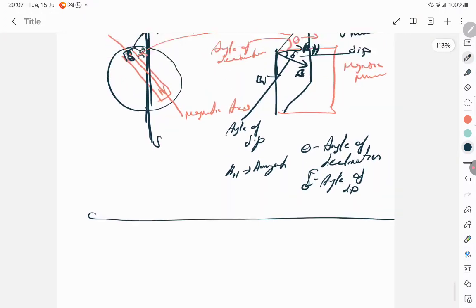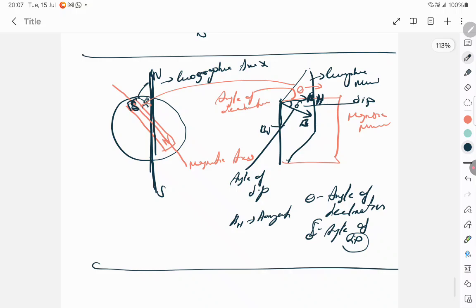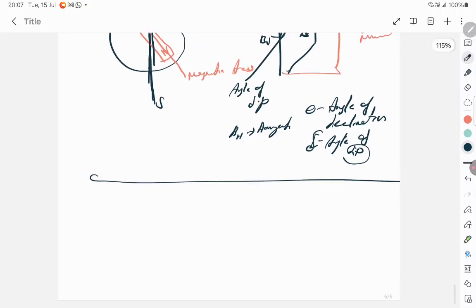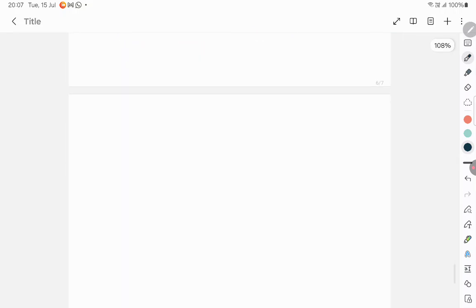Okay, now I'll tell you what this dip means, just for you to face the entrance exam. That's not even there in the portions, but however, I have to teach you what a dip means.